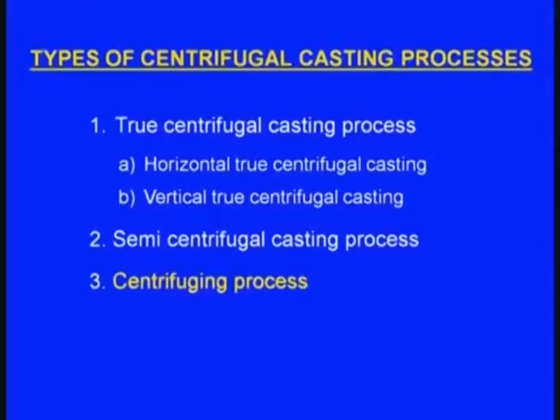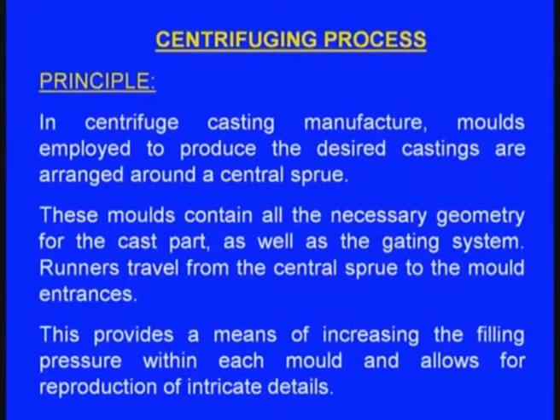Now, let us see the third classification of the centrifugal casting process, that is the centrifuging process. What is the centrifuging process and what is its principle? In centrifuging casting manufacture, molds employed to produce the desired castings are arranged around a central sprue. Here several castings at a time are manufactured using a single mold. If it is the true centrifugal casting process or the semi centrifugal casting process, there is only one casting in one mold, but here within a single mold there will be more castings. So, that is the special feature of the centrifuging process.